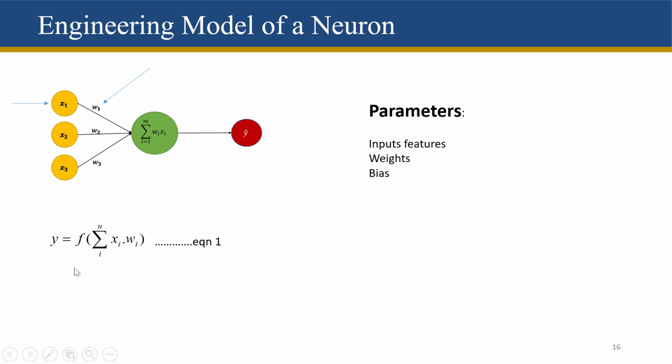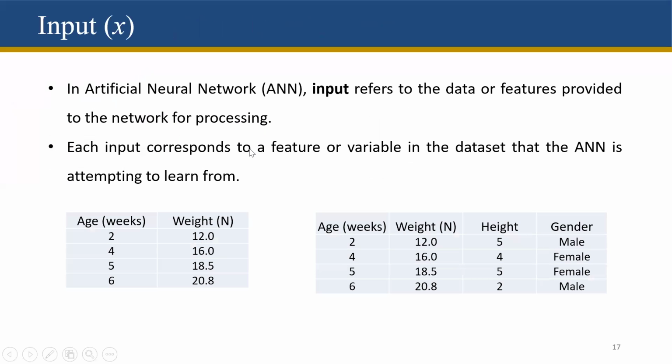So at the end of the day, this is a very simple mathematical operation that is performed, and it's going to be a product summation of all the inputs and their corresponding weights, and we are going to pass it through an activation function to get our output y over here. So now let's look at specifics.